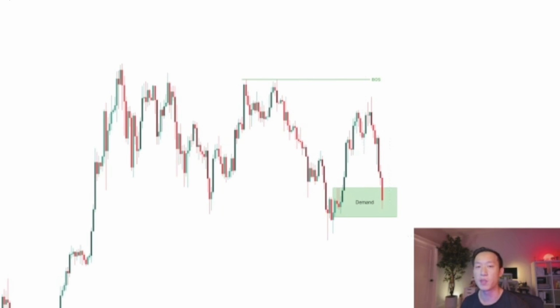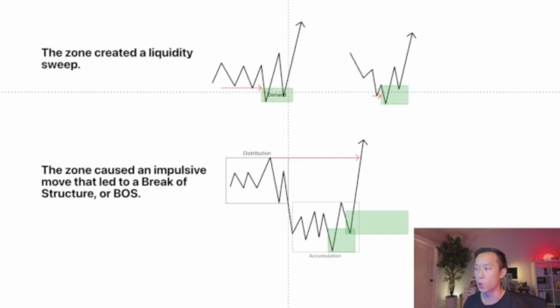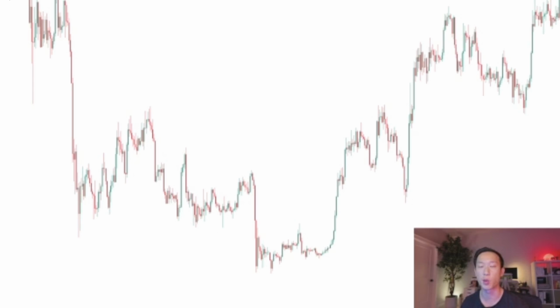And look what happens if you would have taken this as a zone. You would have simply got liquidated and stopped out of your position. So the goal is clear. We're only finding clean charts with zones that matter. That way, when price comes back, you know it's returning to a level that already moved the market with strength.